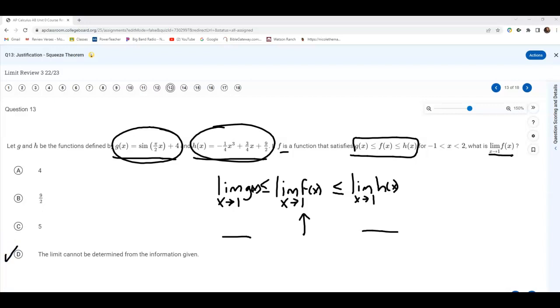We're going to plug in 1 to the g function, which means we have sine of pi over 2, which is 1, and 1 plus 4 is 5. Now we'll plug 1 into this function. So 1 cubed is 1, and so we have -1/4. Plug 1 in here, you get 3/4, and then 9/2. All right. Well, negative 1/4 and positive 3/4 makes 2/4.